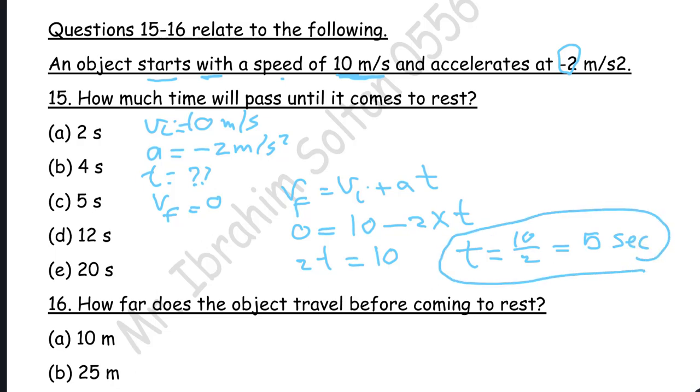And you can calculate it using your mind, guys. I was moving with 10 meter per second, decelerating 2 meter per second each second. So when will my speed reach 0? After 1 second my speed will be 8 meter per second. After 2 seconds, my speed will be 6. After 3 seconds, my speed will be 4. After 4 seconds, my speed will be 2. After 5 seconds, my speed will be 0. So 5 seconds.